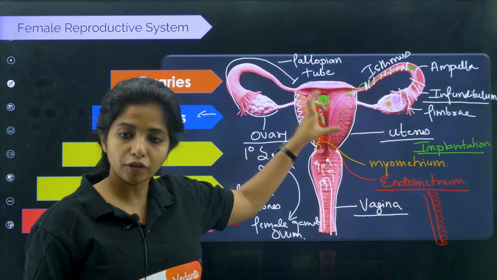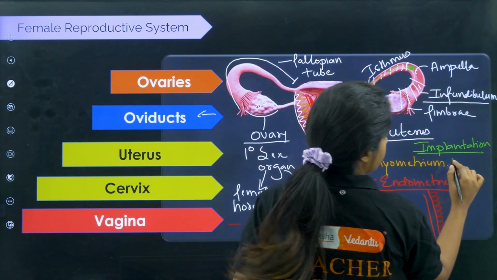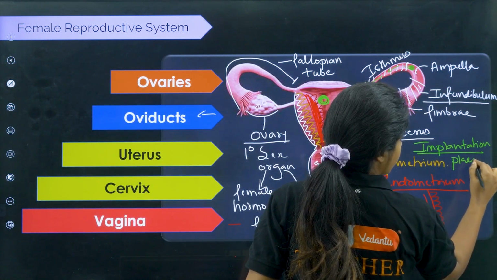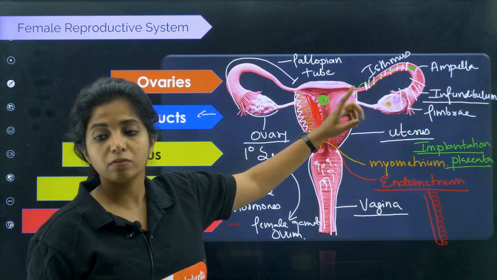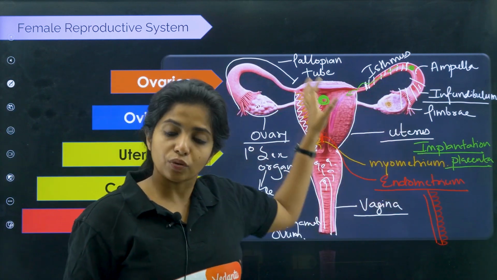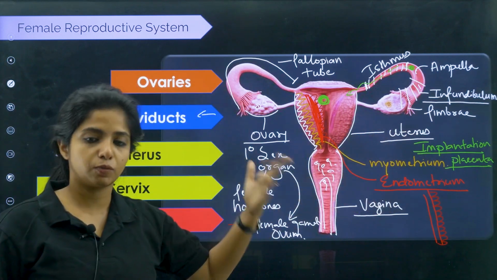After a few months, this endometrium also helps in the formation of placenta. Not just endometrium, a lot of other things. There will be embryonic tissues also which will be helping in the formation of placenta. So, initially who provides nourishment? Endometrium. Later who will provide nourishment? Placenta. So, that is the next process.